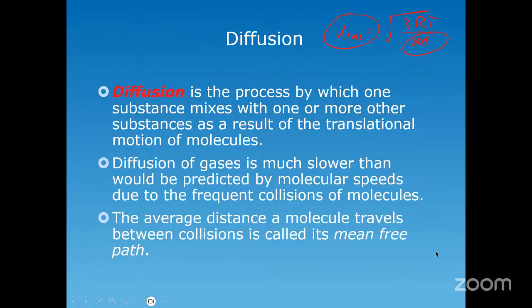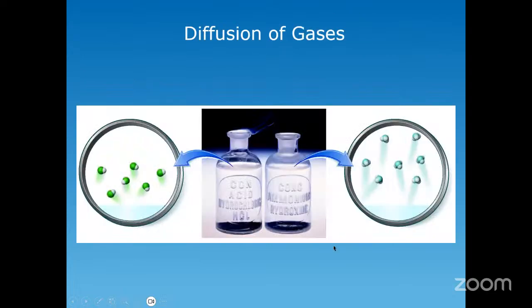So because you have collisions occurring, you cannot use the root mean squared speed to make any prediction as to, for example, the molar mass of a gas. So that's pretty much all we're going to talk about with respect to diffusion. What's more important in terms of using this equation is what is called effusion.